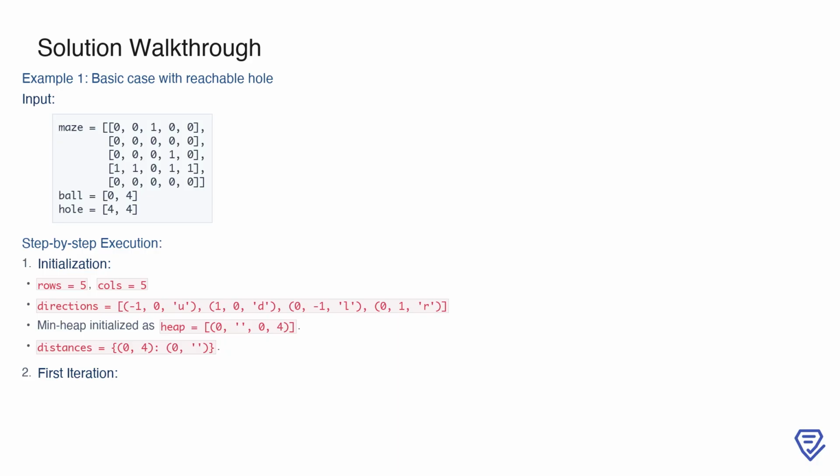Next, we define the 4 possible movement directions, up, down, left, and right, represented as tuples with their respective labels. Then, we initialize a min heap to keep track of the shortest paths we explore, starting with the ball's initial position, a distance of 0, and an empty path string. We also set up a dictionary to store the shortest distance and path to each position, beginning with the starting point at 0, 4. With this setup, we're ready to start evaluating the ball's movements from its initial position.